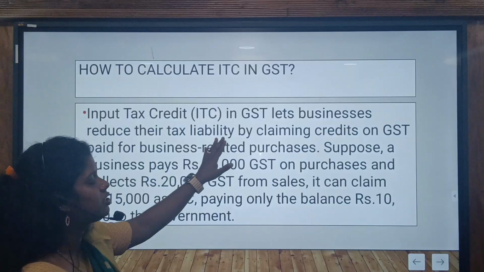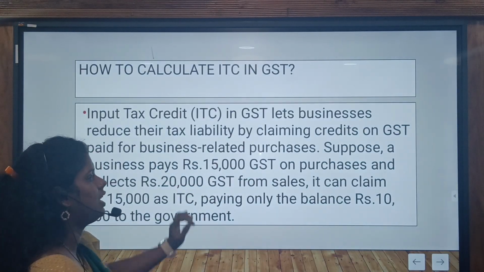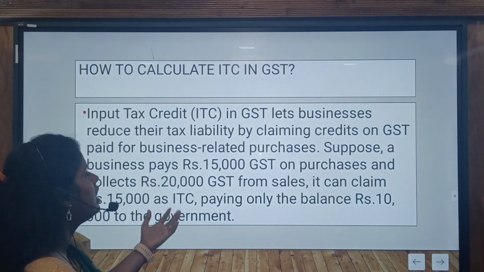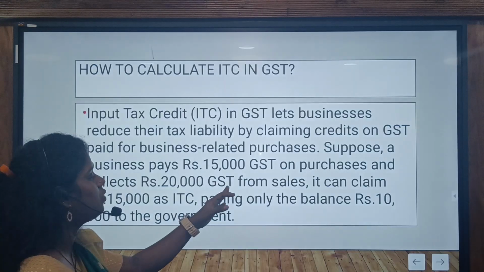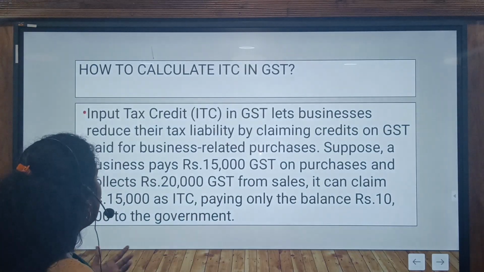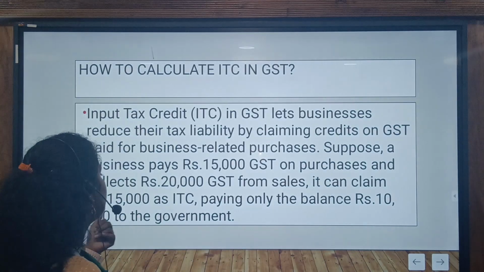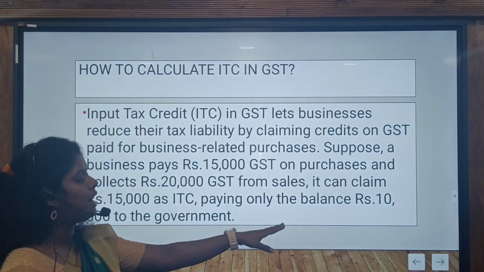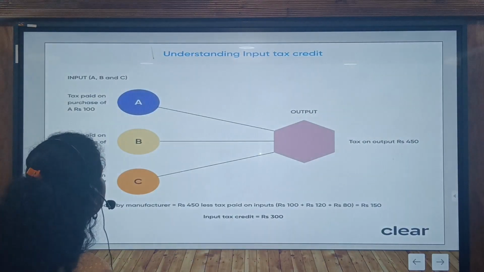So how to calculate ITC in GST? Input tax credit is calculated in GST to reduce the business liability by claiming credit on GST paid for business-related purchases. Suppose a business pays rupees 15,000 GST on purchases and rupees 25,000 GST on sales, it can claim the rupees 15,000 as ITC, that is input tax credit. So it pays only the balance rupees 10,000 to the government.